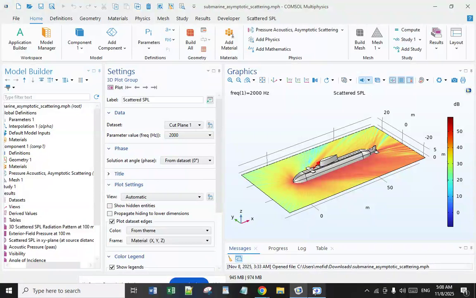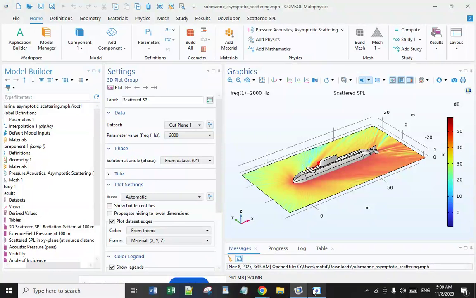And what about the research questions and answers? The first one is, how can the acoustic target range of underwater submarine vehicles be effectively modeled using high-frequency asymptotic scattering? The answer is, the modeling of underwater submarine vehicles' acoustic target strength for high-frequency asymptotic scattering involves various considerations and methodologies. The target strength, or TS, of an object refers to the amount of sound energy that is scattered back towards the source when it's illuminated with sound waves.